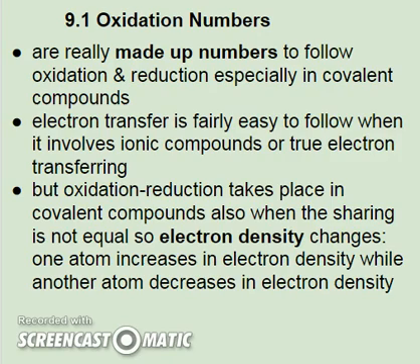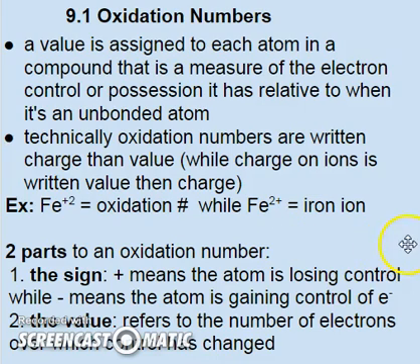And the important thing is that you don't equate an oxidation number to a set number of electrons being gained or lost control over. It's just a relative number. A bigger positive number means a greater loss of control. A bigger negative number means a greater gain of control. So a value is assigned to each atom, and technically oxidation numbers are written with the charge first and then the value. Well, an ion's charge is written with the number first and then the charge.